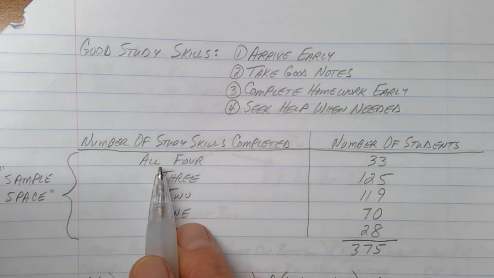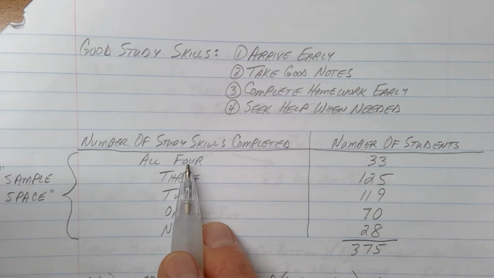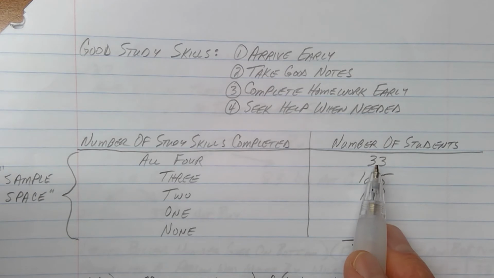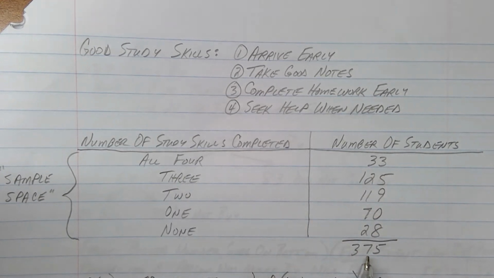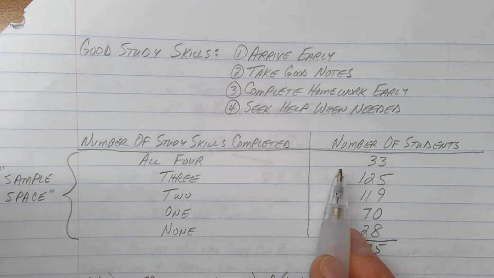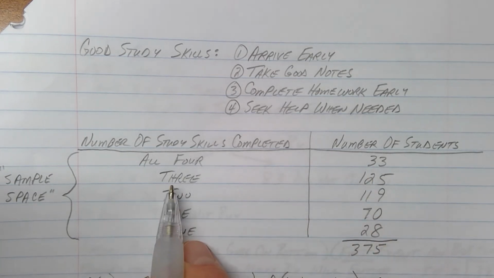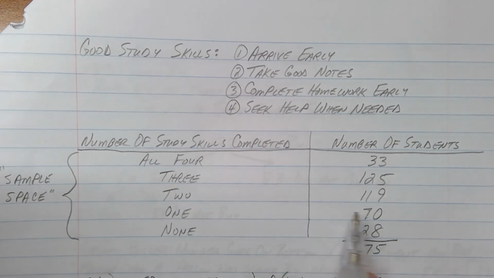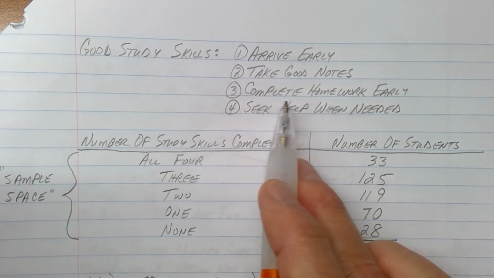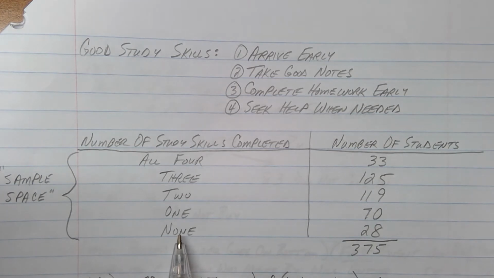Well, some people will be very good students and they'll do all four study skills. In this case, we said that 33 students out of the 375 did all four study skills. And 125 students reported that they did 3 out of the 4. And 119 students reported, well, we do 2 of them. 70 students reported that they did only 1 of these 4 study skills. And don't forget about 0. There are going to be some students who do none of the study skills, for a total of 375 students.